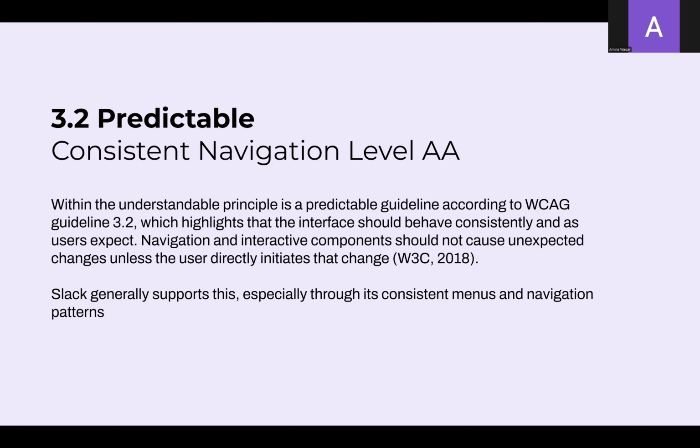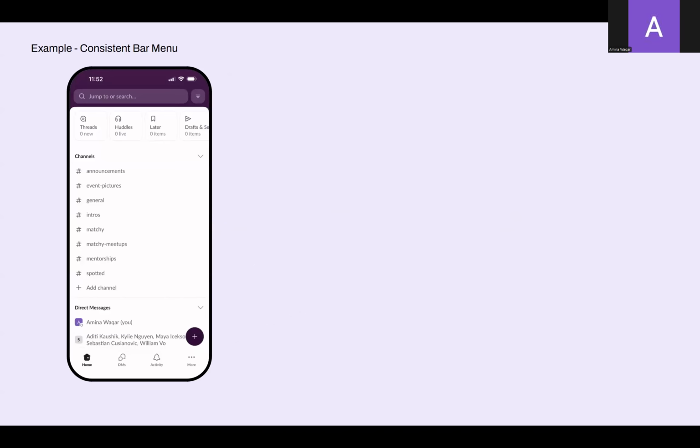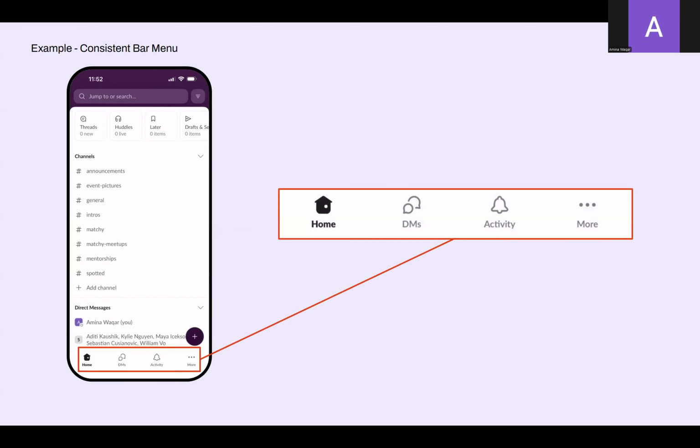Slack supports this principle right here through its bottom navigation bar as shown in this picture. The main options like home, DMs, activity, and more, they stay in the same place and in the same order. So if you end up getting lost in the mobile app version of Slack, you can always make your way back home. And this kind of consistency makes the app easier to learn and faster to use.